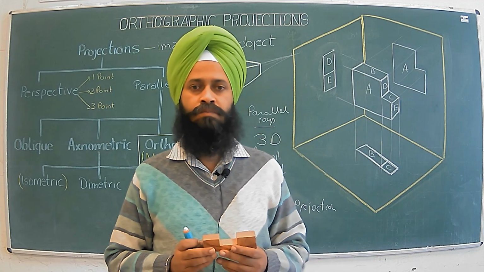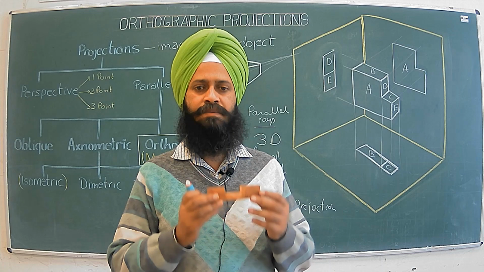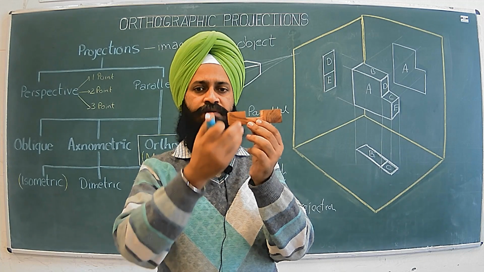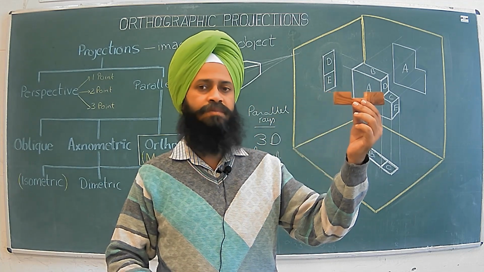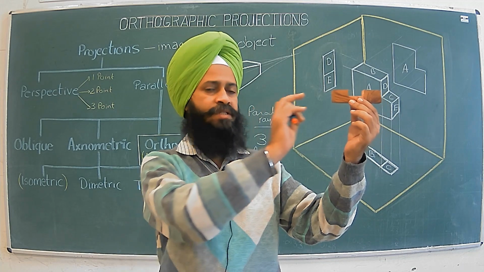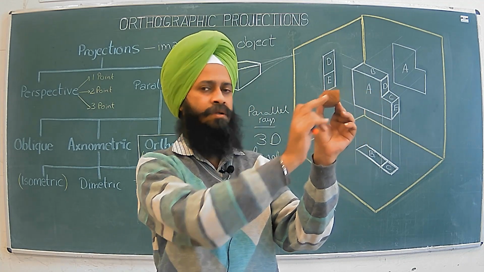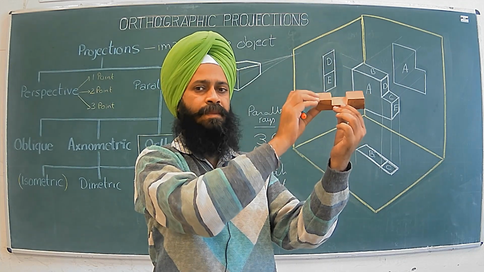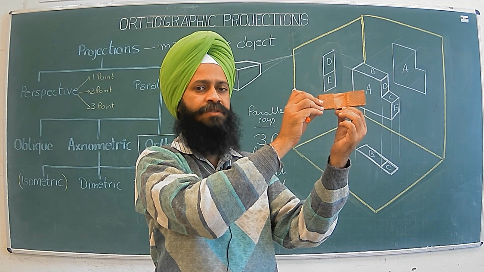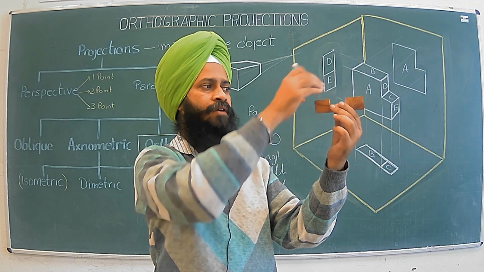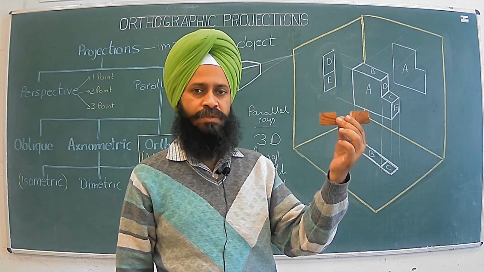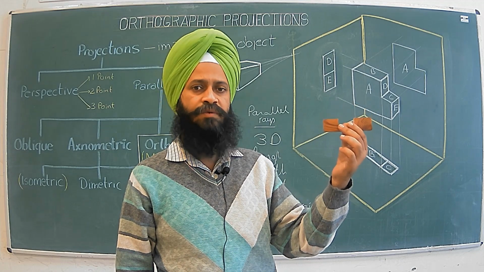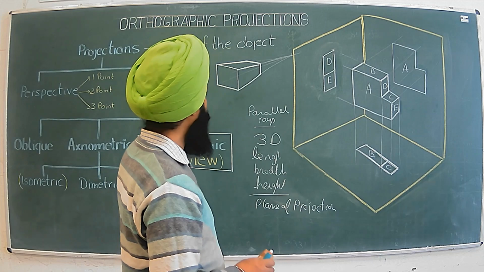Students, let us take an example. Here we have an object. If we see this object from the front, this is the view which is visible to us. If we see from this side, this is the view that is visible from this side. And if you see from the top, these are the surfaces that are visible from the top. So different directions give us different views. How these directions are taken and how to draw different views relative to each other, that we will learn in orthographic projection.